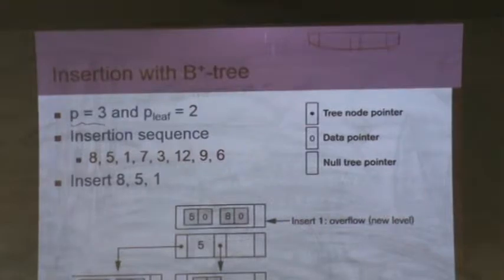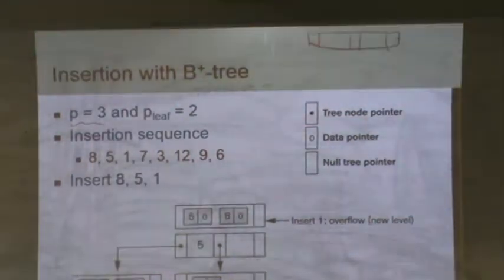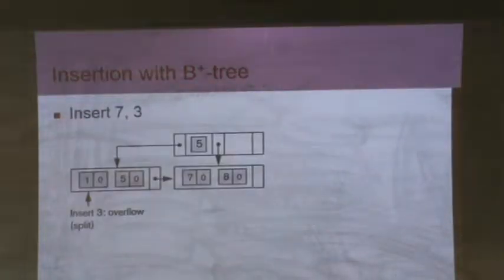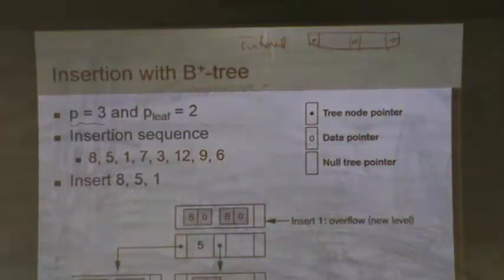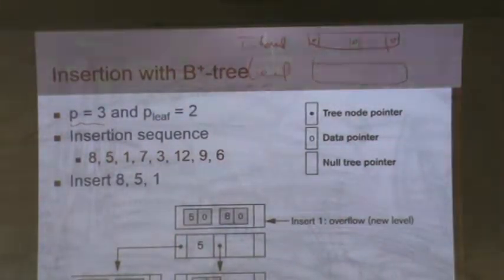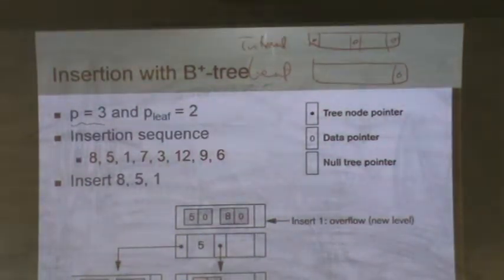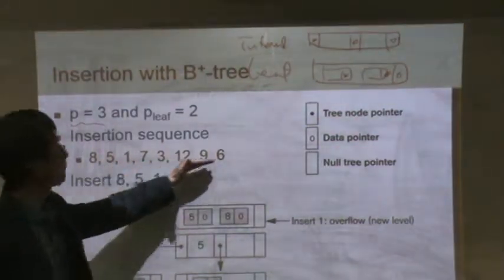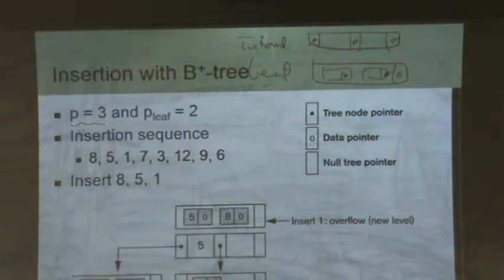This is an internal node. Then the next one is the leaf node. A leaf node should have the sibling pointer, not children pointers. Then how many index key entries? P minus 1, so 2. 1, 2. So we are going to use this one for the same data.